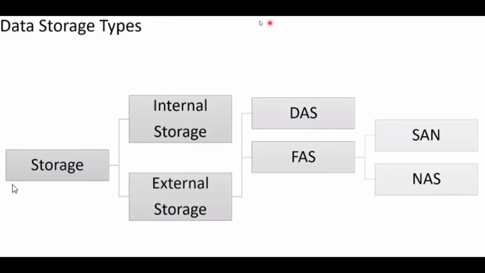Data storage types, you have, of course, storage itself. You have internal storage. You have external storage. Internal storage, basically, you just call it DAS also, right? Internal storage is also a DAS device, right? External storage, you also have external DAS. Then you have fabric attached storage. Fabric attached storage, you either call it a storage area network or network attached storage.